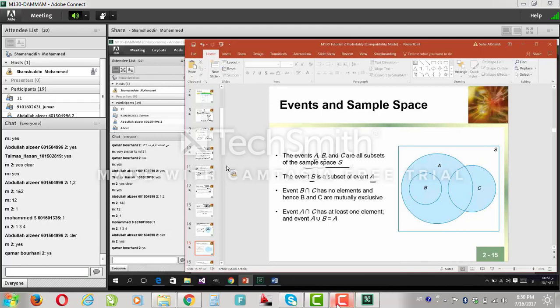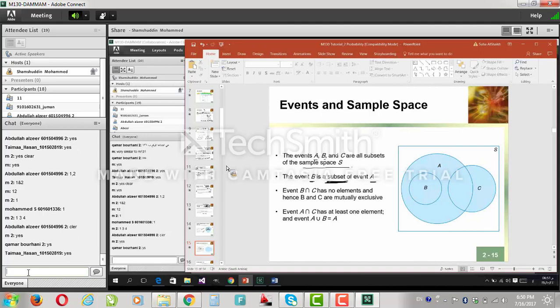B is a subset from A. What does subset mean? It means totally included inside. You can see here from the diagram that all B is inside A, right or not? Is it clear? B is included inside the A.